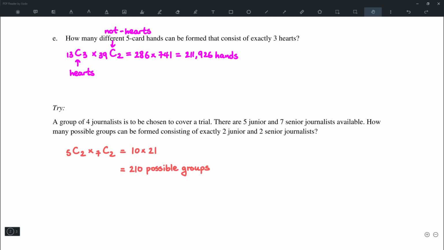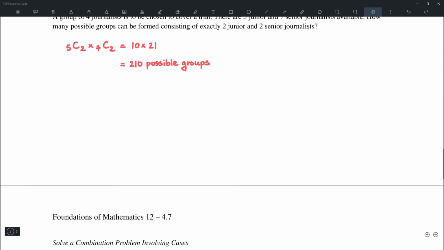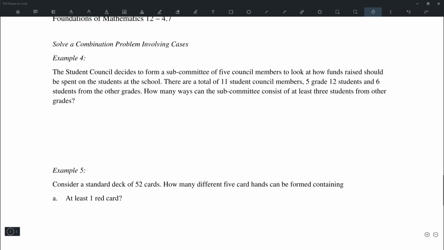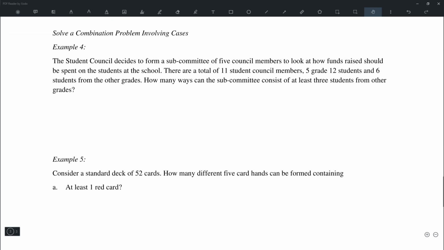So next we're going to be looking at questions involving cases. In the first case, we are looking at a 5-member subcommittee out of 11 council members: 5 grade 12 students, 6 students from the other grades. So we want to have at least 3 students from other grades that are not grade 12s.